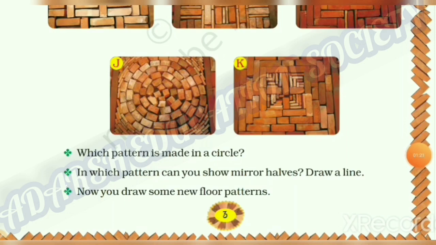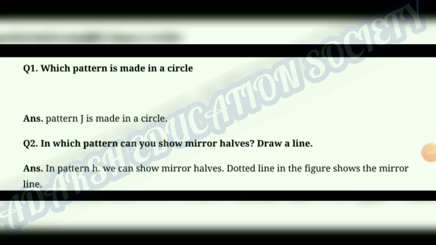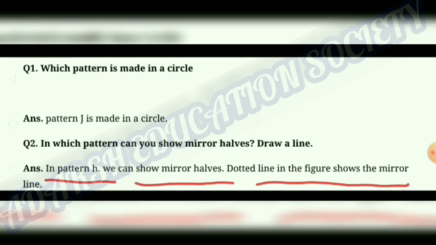Now, second question. Which pattern can you show mirror has? Draw a line. Children, here you have to write answer. In pattern H, we can show mirror house. Dotted line in the figure shows the mirror line. Okay.